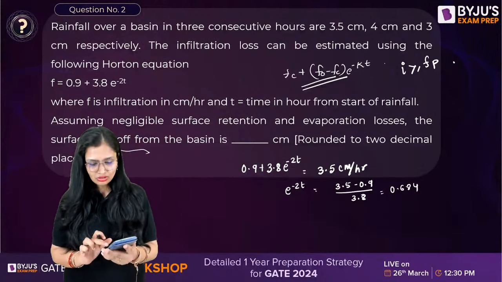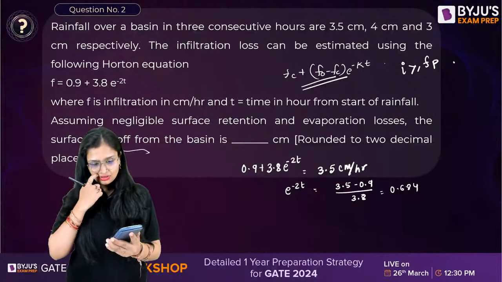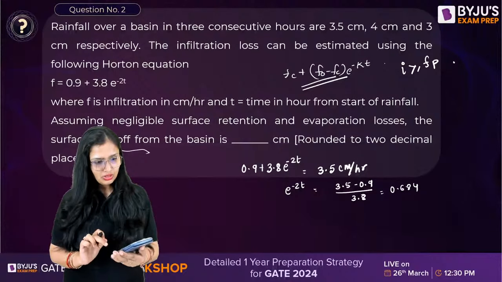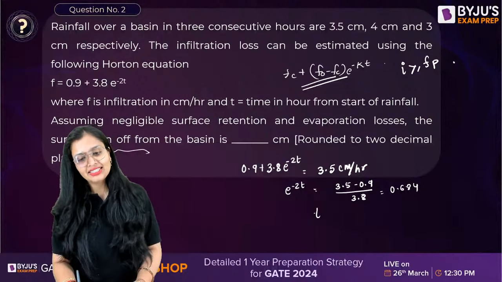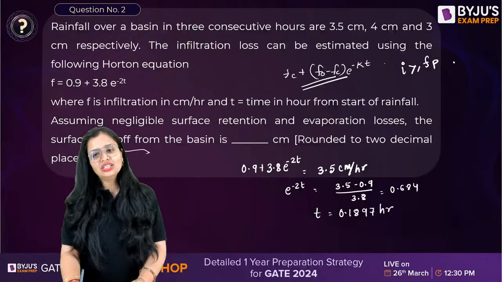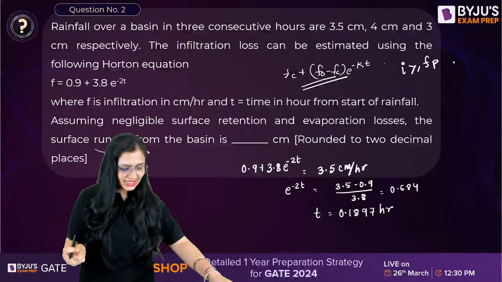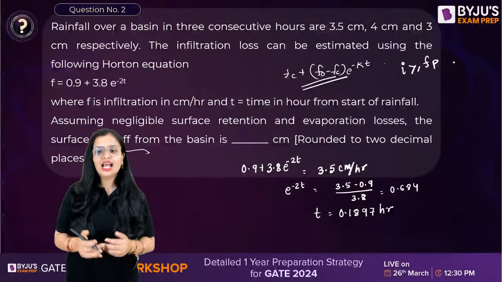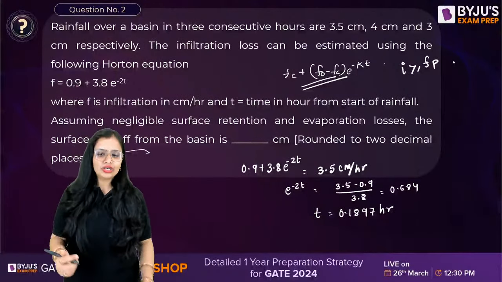Now take log on both sides. When you take log on both sides, divide by 2. This will come out to be 0.1897. So from 0 to 0.1897 hours, intensity of rainfall is less than the infiltration capacity. After that, you can apply Horton's equation.